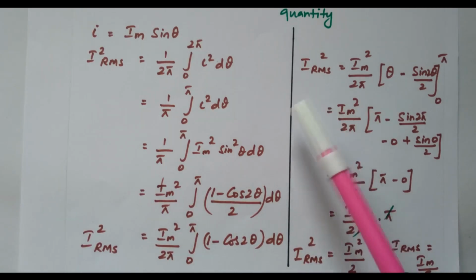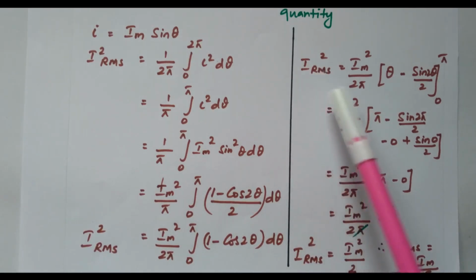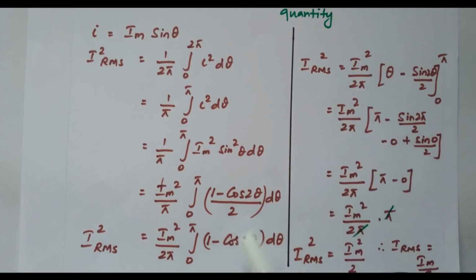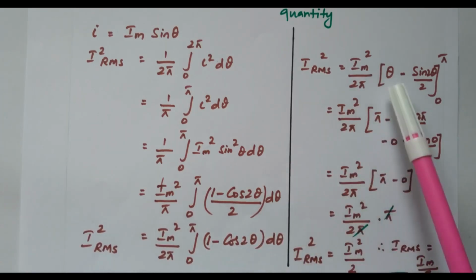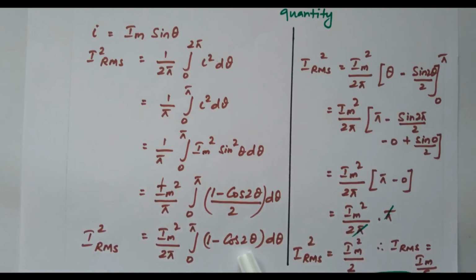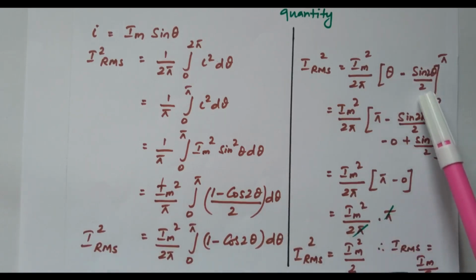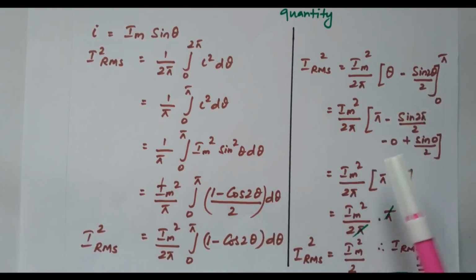We'll refer here. I RMS square equals Im square divided by 2. The integral of 1, that is d theta, is theta. The integral of cos 2 theta is sin 2 theta divided by 2. Right? These two terms are integrated. Now we'll substitute the limits.